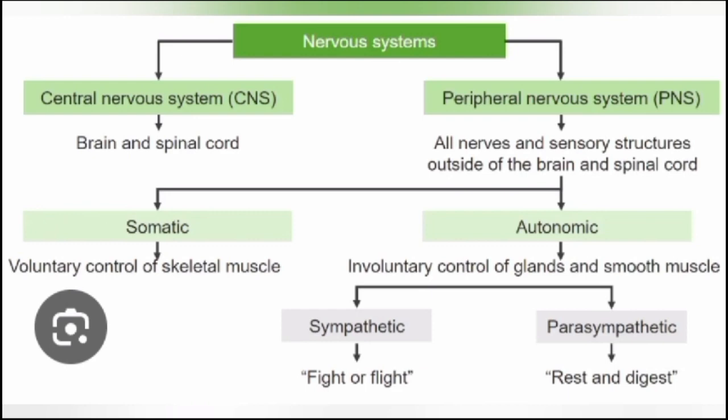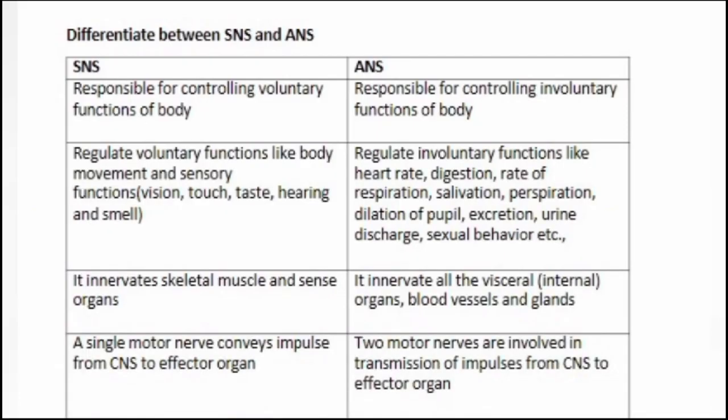Next one is the peripheral nervous system. Peripheral nervous system consists of SNS and ANS, and this SNS is somatic and ANS is autonomic. So first we can learn about this SNS and ANS. SNS is responsible for the voluntary function. If you have learned one side, you can easily write the opposite. So we have already told SNS has voluntary, right? Then what is the ANS? It is the opposite, involuntary function.